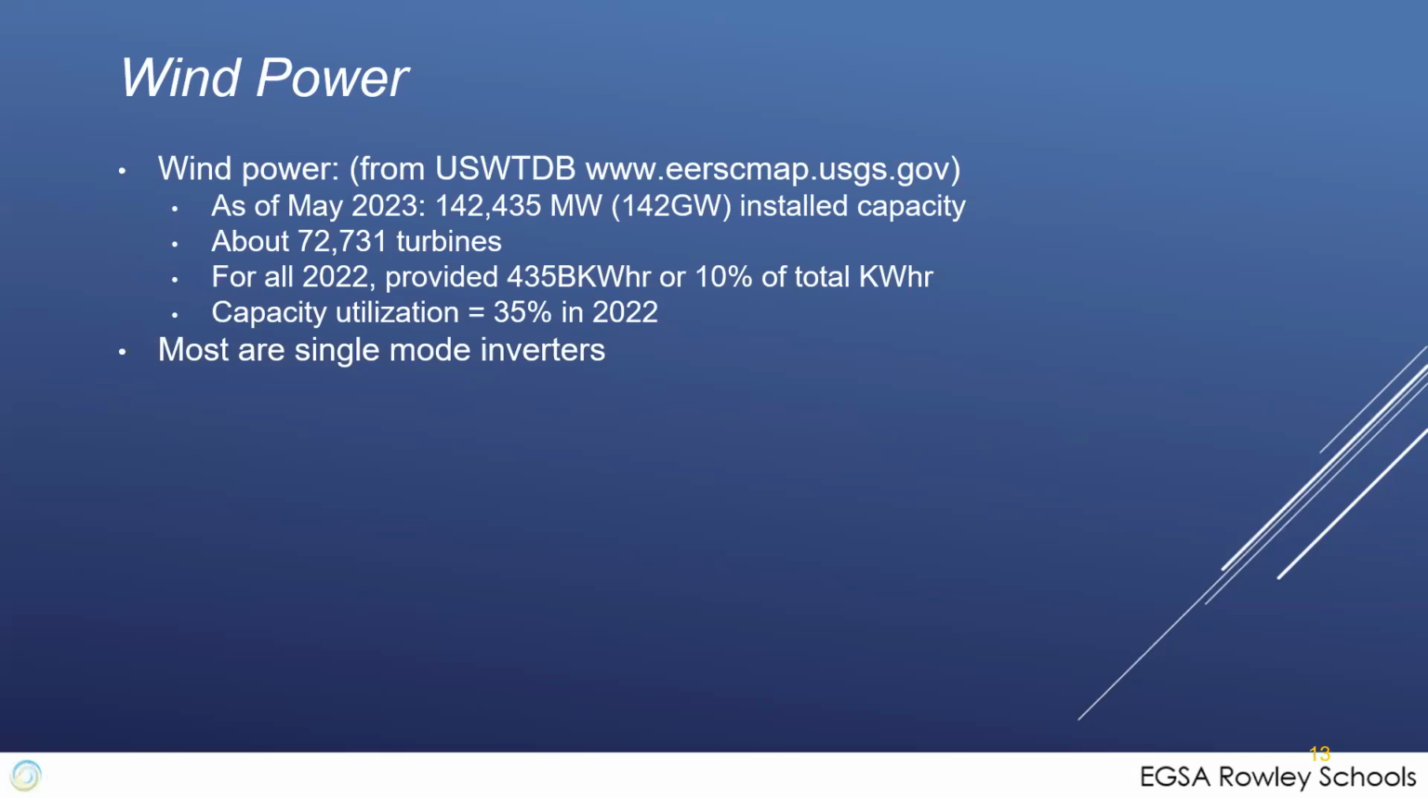Capacity utilization would be like a 1 megawatt generator running all year long, 24/7. There's 8,000 hours in a year, so that would be a capacity utilization of 100% if it produced 8,000 megawatt hours. So most of the wind power, again, are single mode inverters, which still rely upon spinning iron to be the backbone of the grid. So what does this sum to?